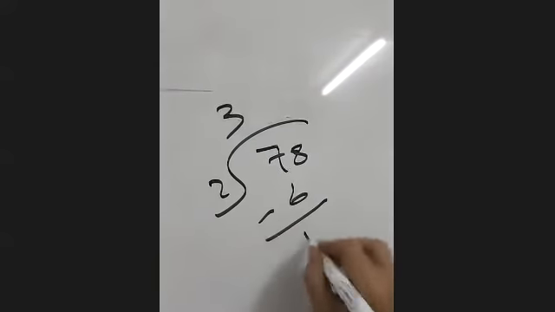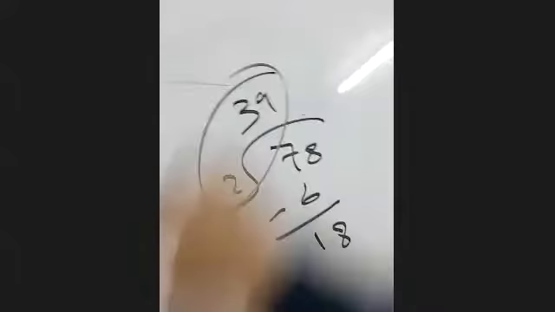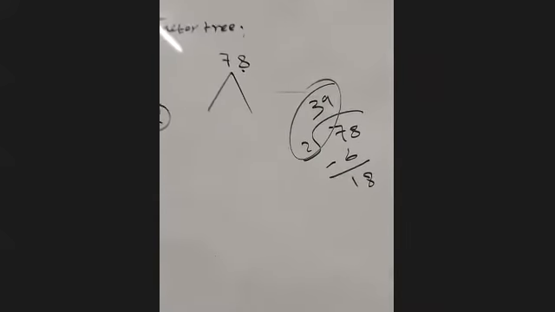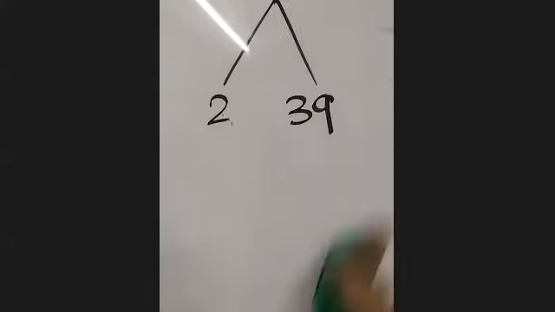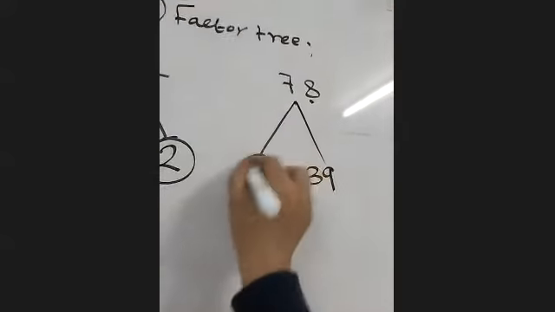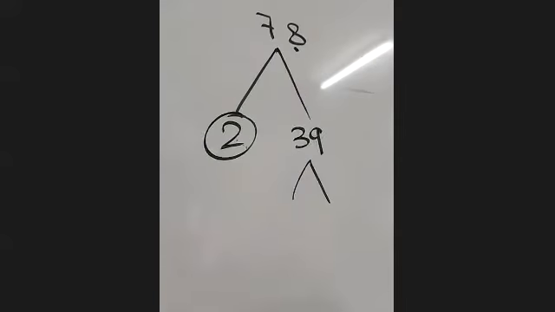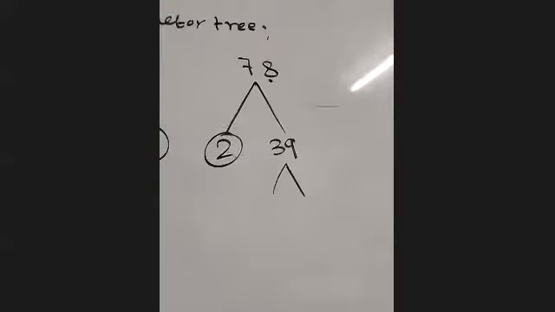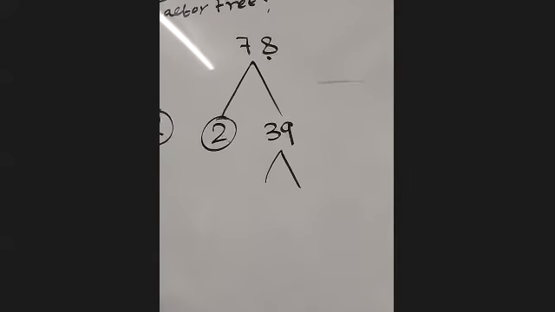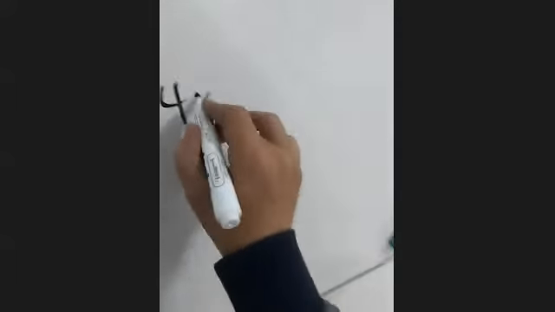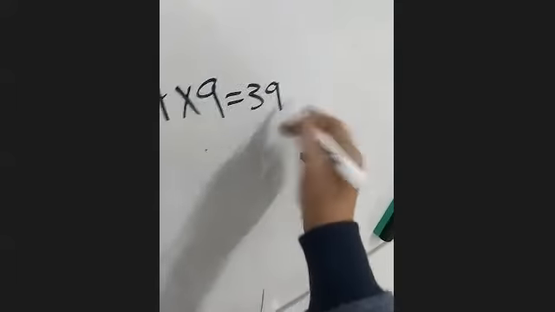3, 6, subtract 1, 8, 9, right? Now, what are the two numbers? 2 and 39. Can we continue with the 2? No, put a circle. How about the 39? Give me two numbers. If you multiply them, you get 39. Do you know? 4 and 9. 4 and 9 means 4 multiply 9 equals 39, right?